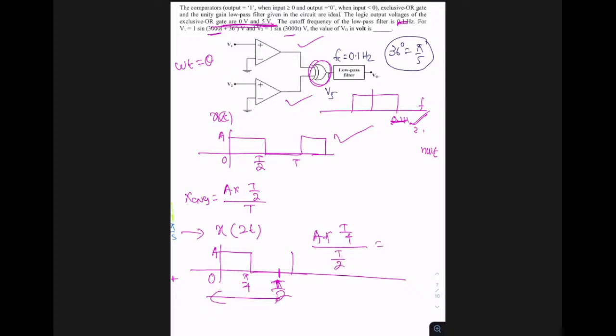So how much is it? Don't you think this and this are equivalent? If you simplify this, you get A by 2, and if you multiply by 4, you get 4A over 2T. So you can see here again it is A by 2 only. That means the average value of x of t and the average value of x of 2t, or any scaling factor, will be the same.